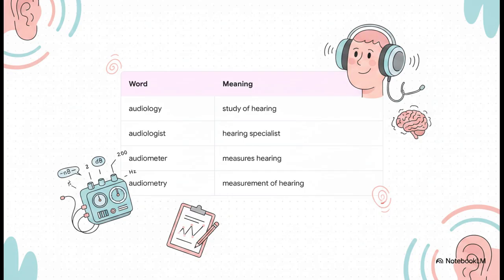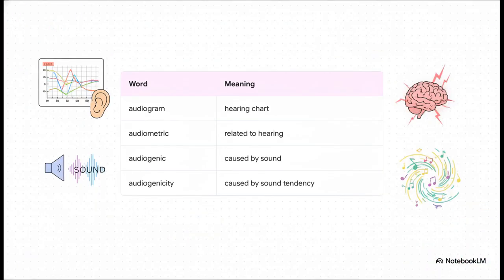Audiology is the scientific study of hearing. So naturally, the specialist who treats you is an audiologist. And what's their go-to tool? An audiometer, a device used specifically to measure your hearing. The actual process of taking that measurement, that's called audiometry. Now, the physical printed chart you get from that measurement, that's your audiogram.